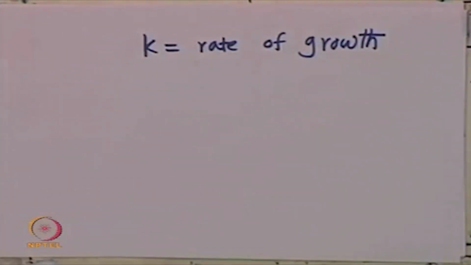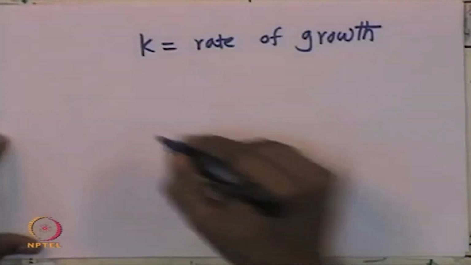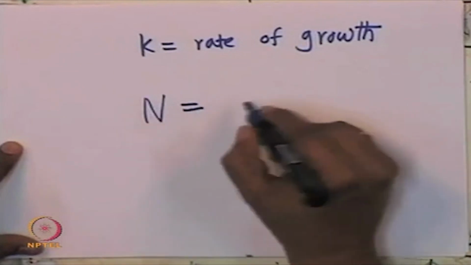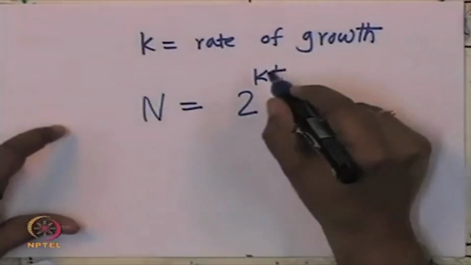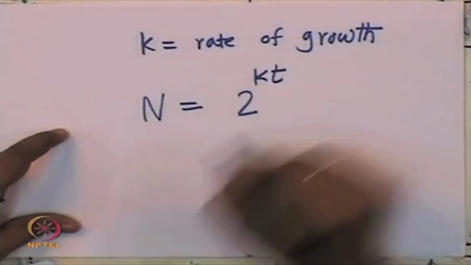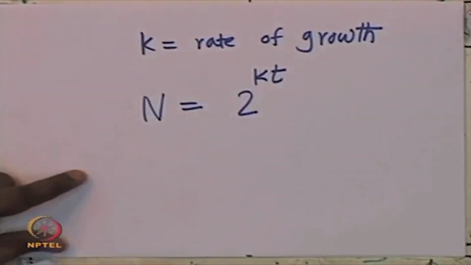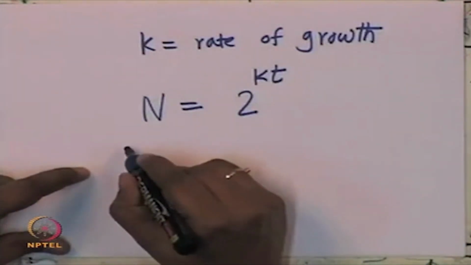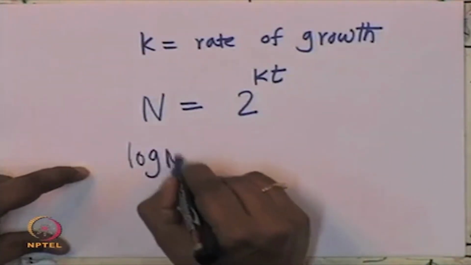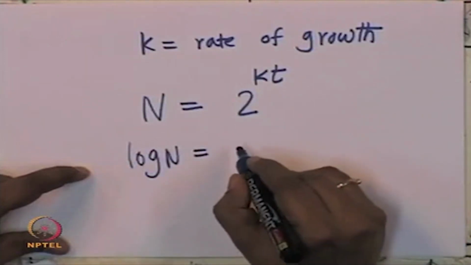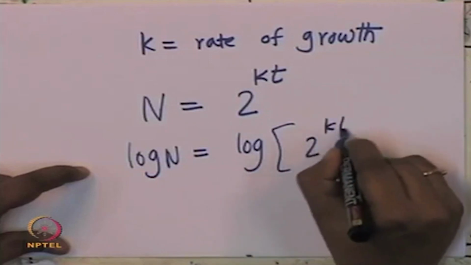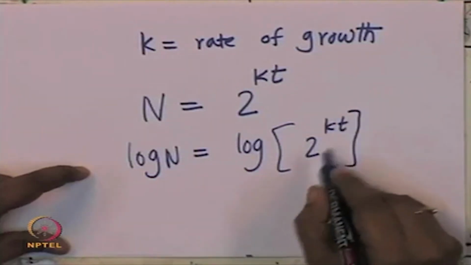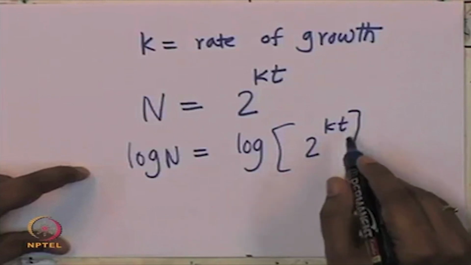So, which is something per second or something per minute, and we will have n is 2 power k t. So, this is the formula. We had k is 1 over 20. So, we had t by 20 before for E. coli. Now, if we take log on both sides, we have log n is equal to log of 2 power k t. So, log of a power x is x log a.